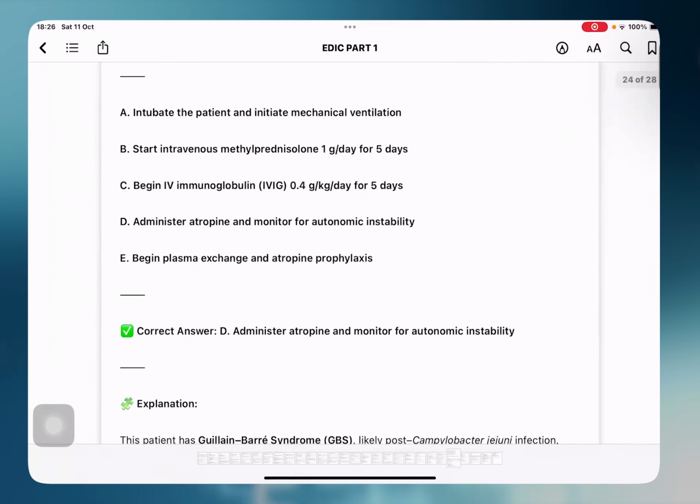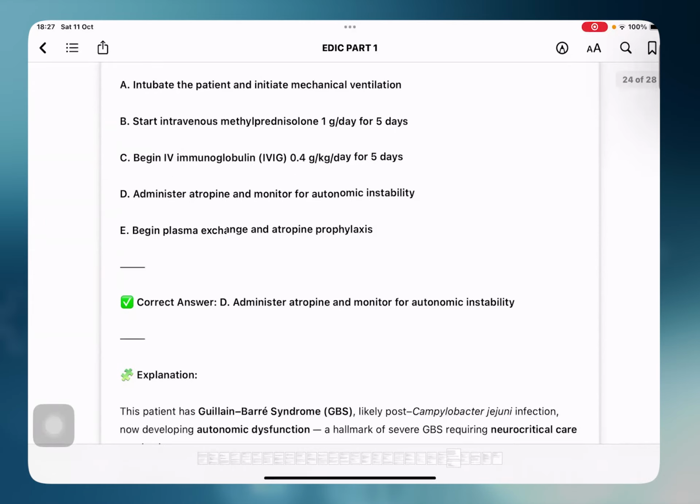So the patient has developed bradycardia while suctioning. What are we going to do? Are we going to intubate the patient and start mechanical ventilation, or IV methylpred, or start IVIG, or start atropine, or start plasma exchange? Right now, the patient has developed bradycardia. This patient has autonomic instability secondary to Guillain-Barré. So you will need to do urgent atropinization.